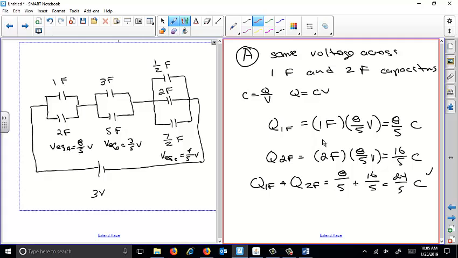So the next one, you'll have like 3 farads and 3/5 volts. And you'll have 5 farads and 3/5 volts. That'll give you the 2 charges.